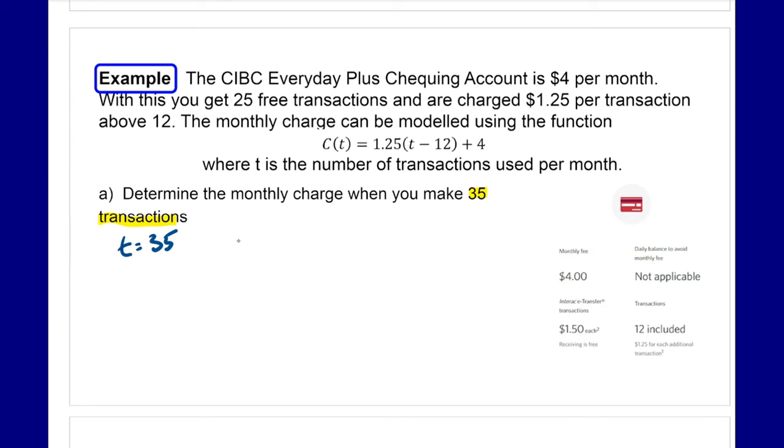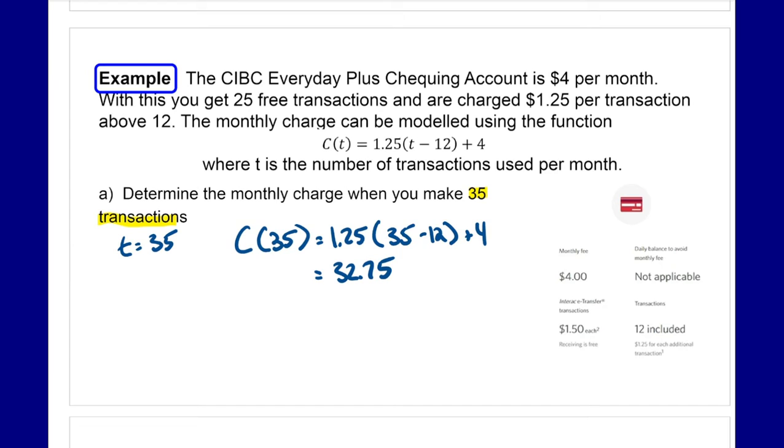So what we want to do now is figure out C at 35. What is the monthly charge at 35 transactions? I have my equation. Everywhere I see a t, I'm entering in 35. So 1.25 times 35 minus 12, plus 4, we get 32.75. So basically meaning that after 35 transactions, it's going to cost us $32.75.